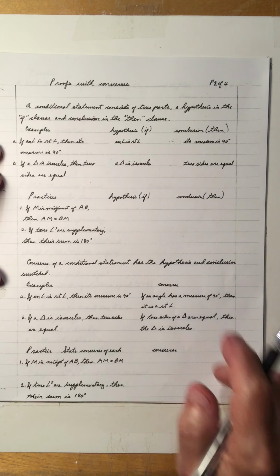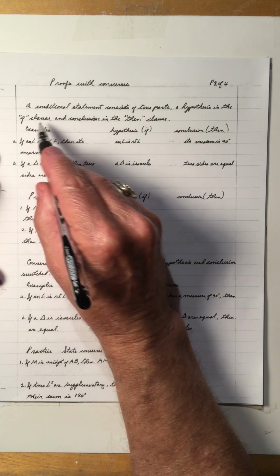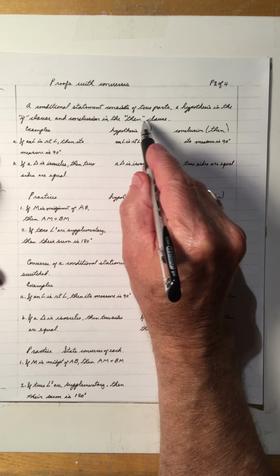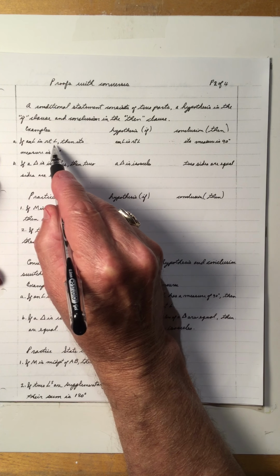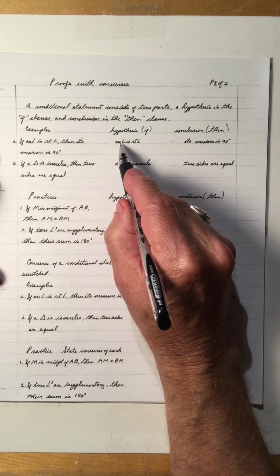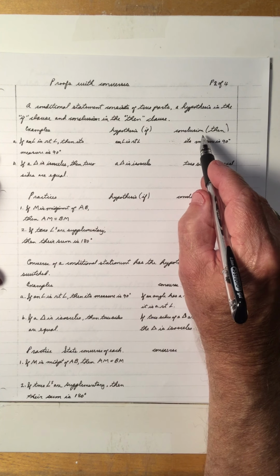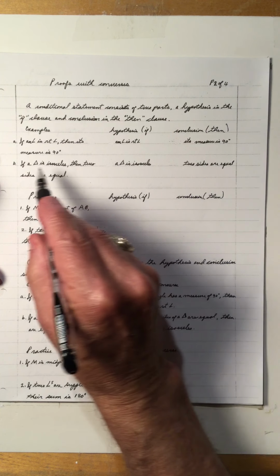Proofs with converses. A conditional sentence consists of two parts, the hypothesis in the if clause and the conclusion in the then clause. Some examples. If an angle is a right angle, then it has a measure of 90. The hypothesis, the if part: an angle is a right angle. Conclusion: its measure is 90.